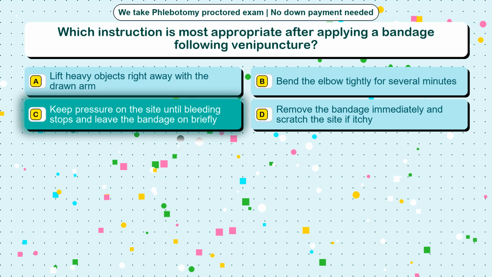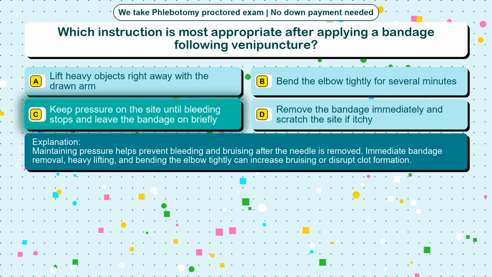The correct answer is option C. Keep pressure on the site until bleeding stops and leave the bandage on briefly. Maintaining pressure helps prevent bleeding and bruising after the needle is removed. Immediate bandage removal, heavy lifting, and bending the elbow tightly can increase bruising or disrupt clot formation.